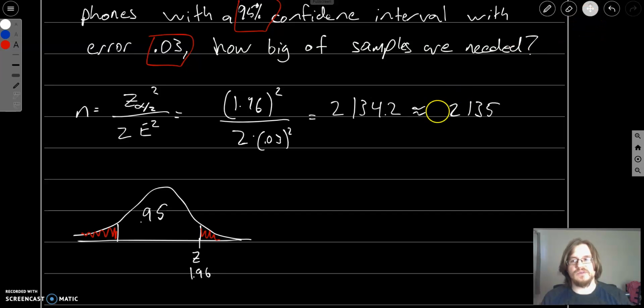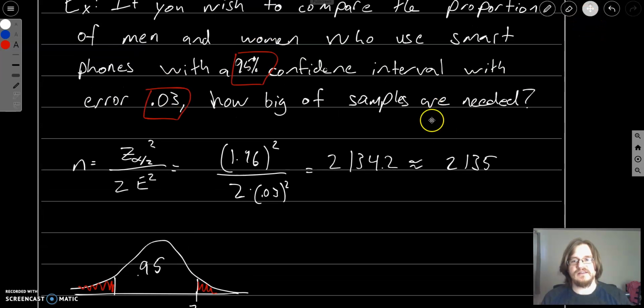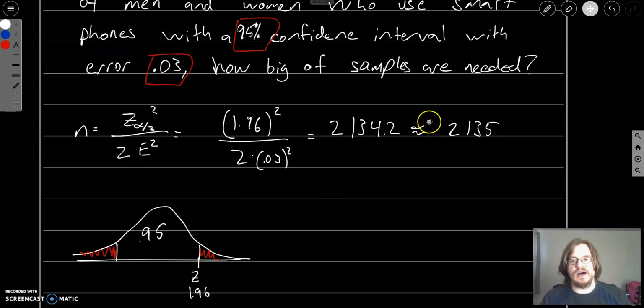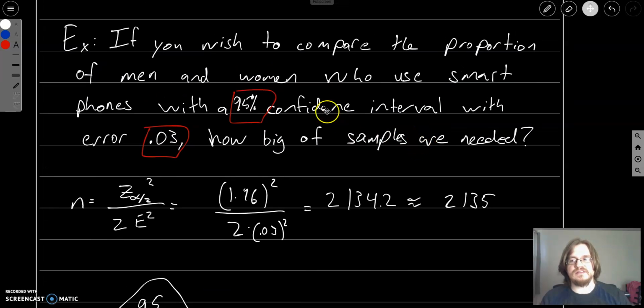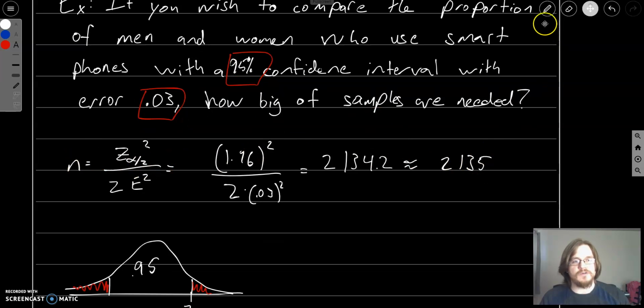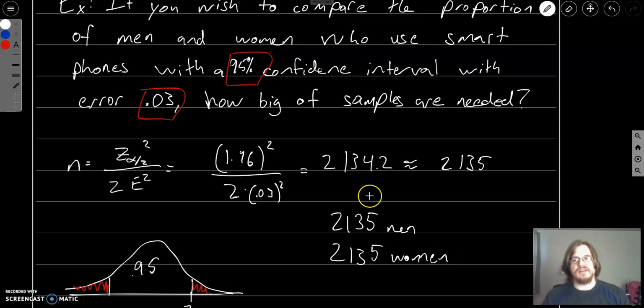And that's all there really is for computing the size of a sample. The other thing to keep in mind is that we'll need a sample of men and a sample of women. This n refers to both samples, so we would need 2,135 men, and we'd need 2,135 women. This doesn't differentiate between the different samples, but it does tell us what we need for both samples.